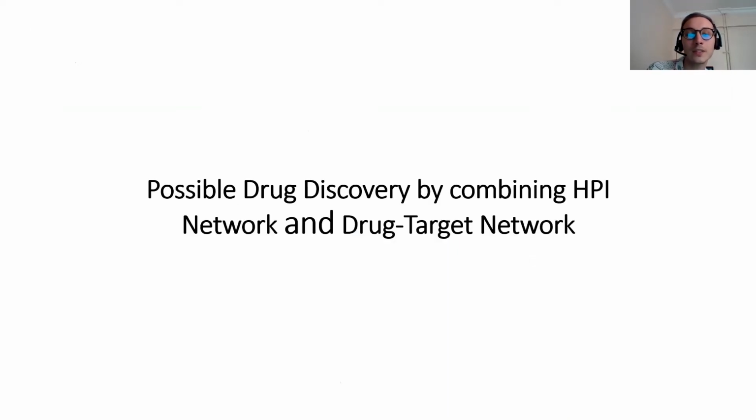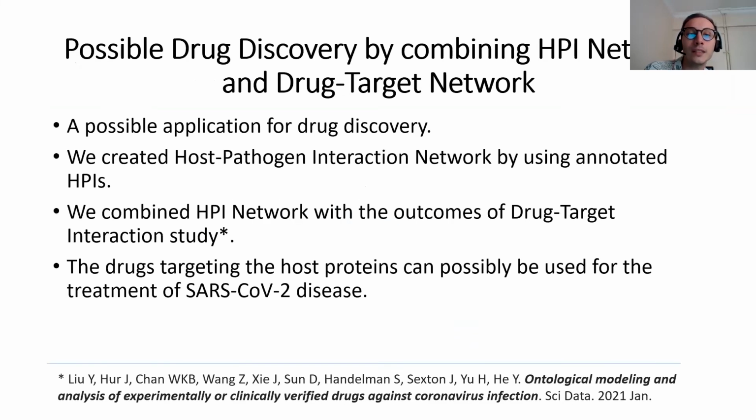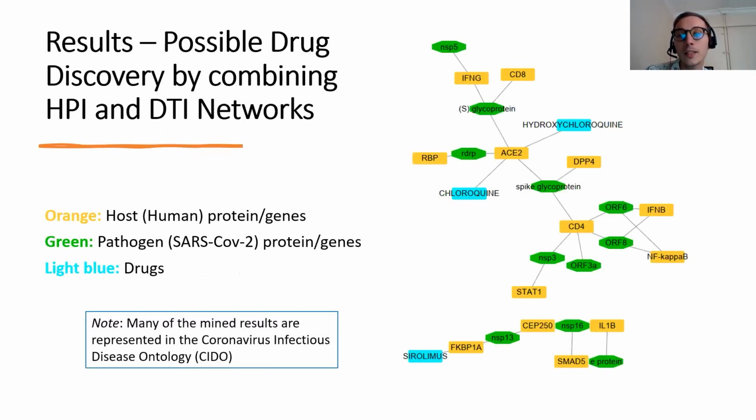And lastly, we extend our study for possible drug discovery by combining our HPI network and drug target networks. It is a possible application for drug discovery, and it can be used as a use case. First, we created a host and pathogen interaction network by using our annotated HPI entities, and then we combined this HPI network with the outcomes of another study on drug and target interactions. And we found that drugs targeting the host proteins can possibly be used for the treatment of SARS-CoV-2 disease. Here you can see our combined HPI and DTI network.